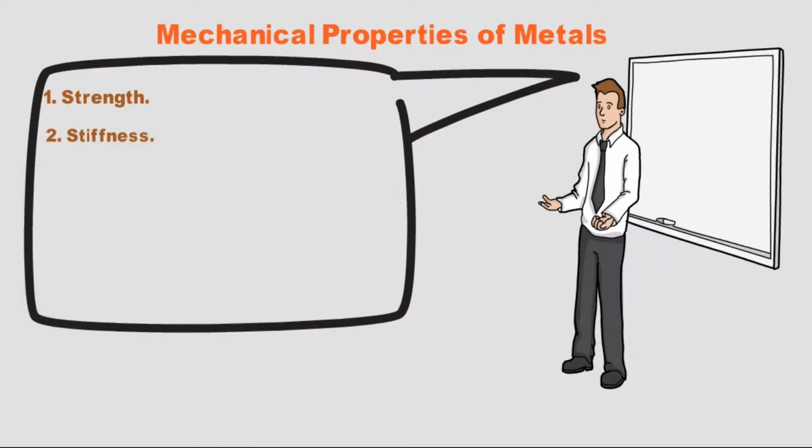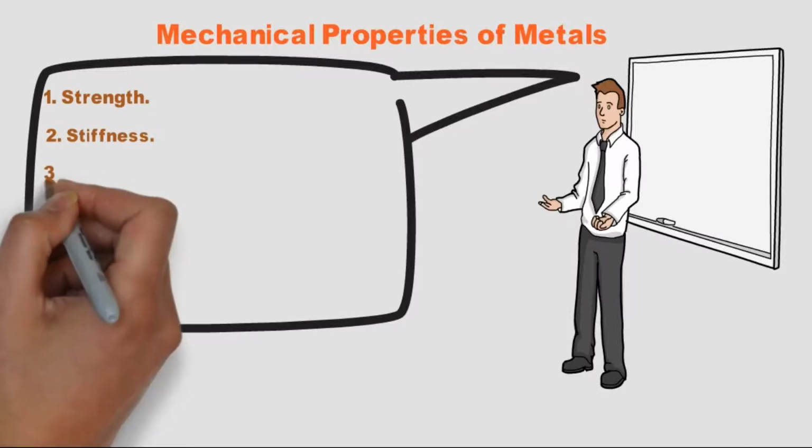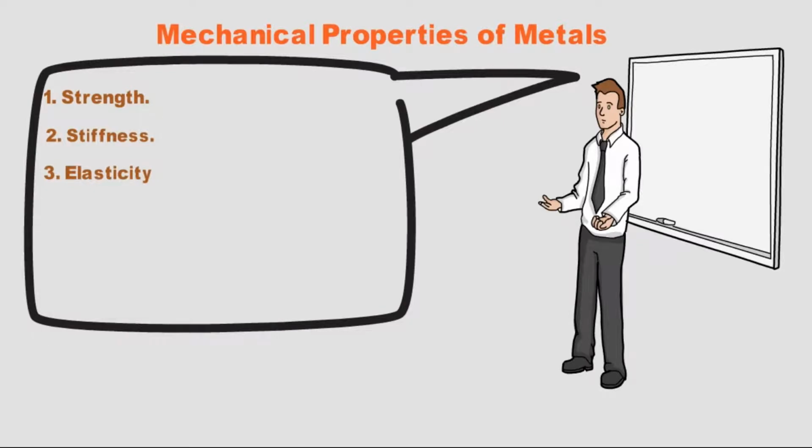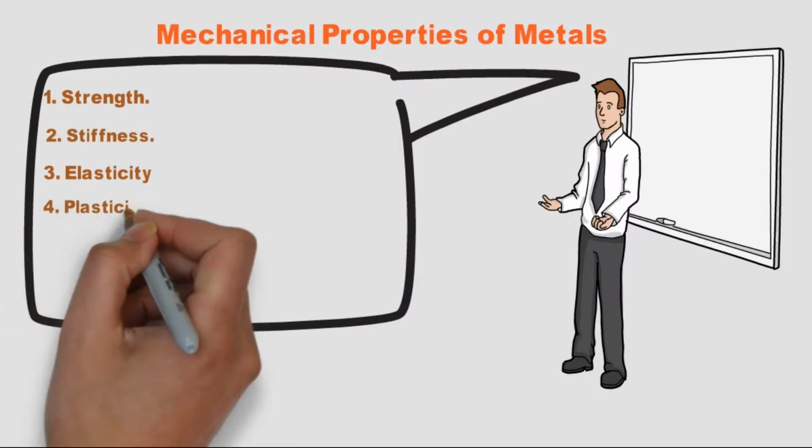Then the second one is stiffness. It is the ability of a material to resist deformation under stresses. When forces are applied, it has some deformation, and this property is called stiffness. Then the third one is elasticity. Elasticity is the property of a material to regain its original shape after deformation when the external forces are removed. When forces are applied it will deform, and when the external forces are removed, it again regains its original shape. That is elasticity.